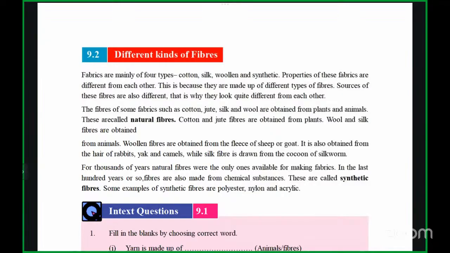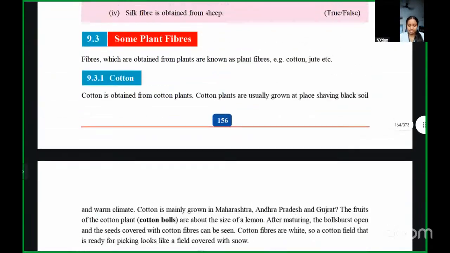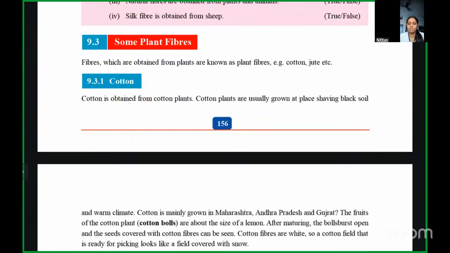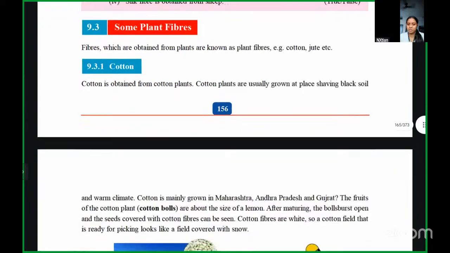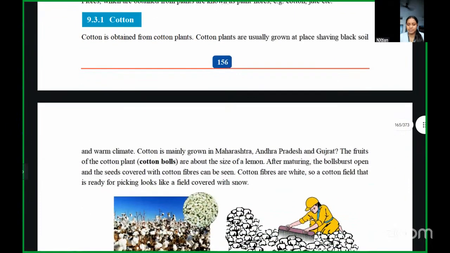There are two types, natural fibers and synthetic fibers. Then under natural fibers also there are two types, plant fibers and animal fibers. So prepare the meanings of each of them. Prepare examples also, some examples of plant fiber, some examples of animal fiber, and some examples of synthetic fibers such as acrylic, nylon, and polyester. So prepare some examples of each category.